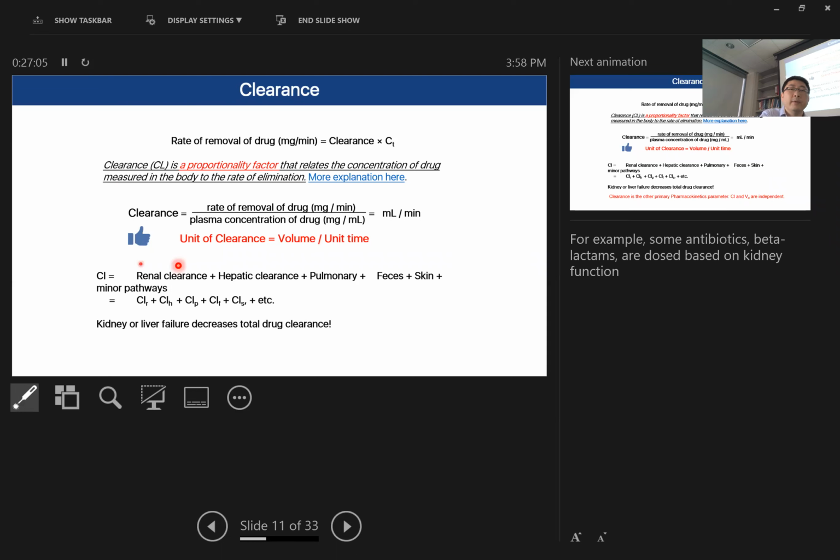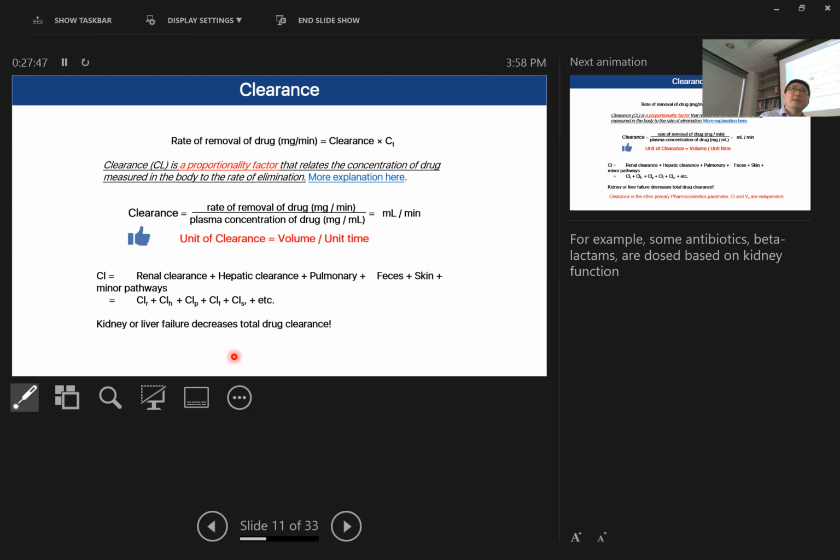Anyway, for clearance, you guys always stop me if you have questions. We have many pathways for clearance: renal, liver, pulmonary, whatever. All these pathways added together are our total clearance. If a patient has liver or kidney failure, the clearance will be smaller than a normal patient's, because you lack one pathway.